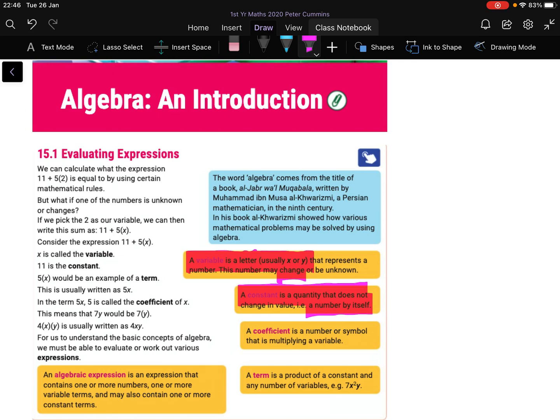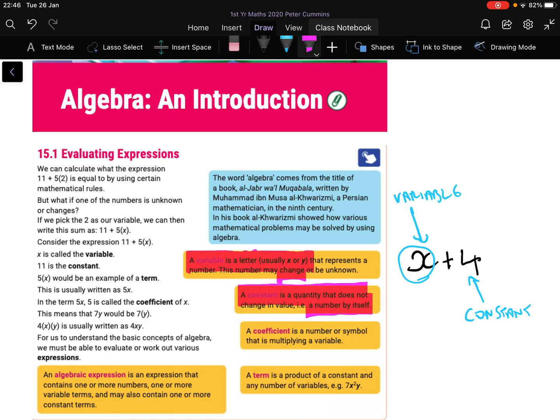A number by itself. So if I want to put a variable and a constant in the same expression, I could put x plus 4. And in that, this is your variable. We don't know what it is, it could change. And this is your constant. The variable and the constant. This could be anything. I don't know what it is. It could be a million, could be 2, could be -6. I don't know what it is. That's why we call it a variable.